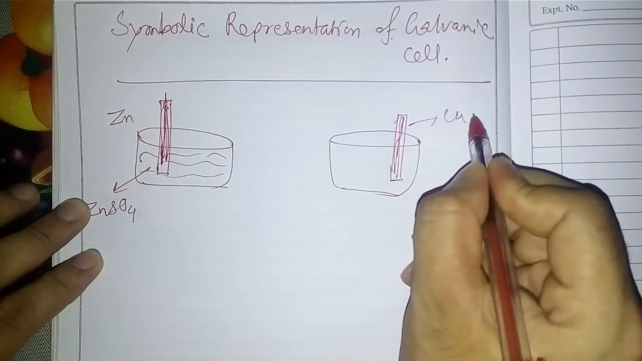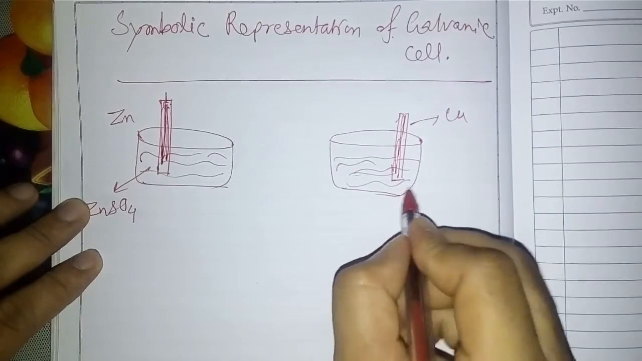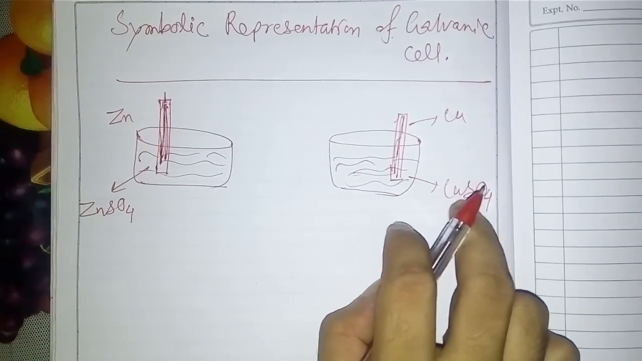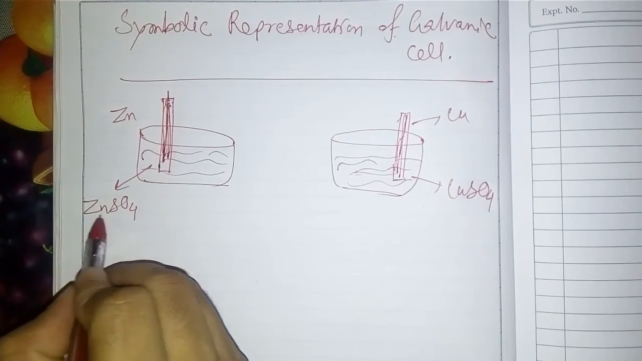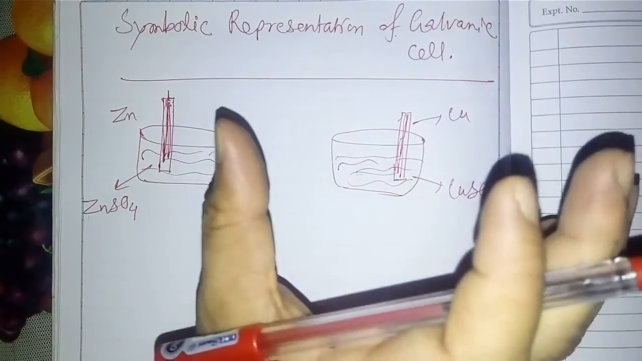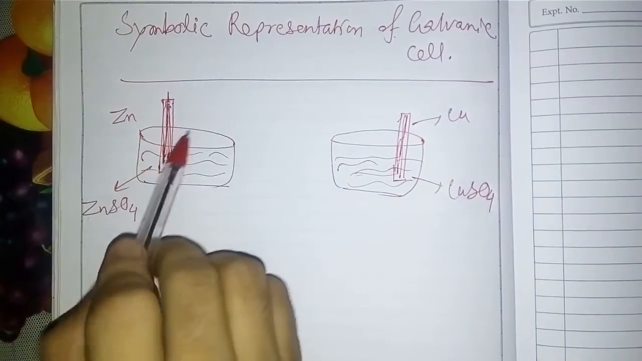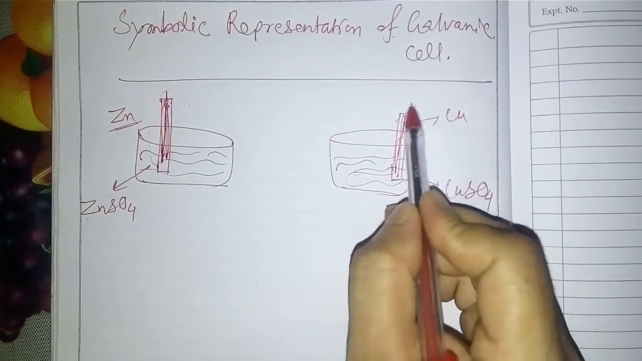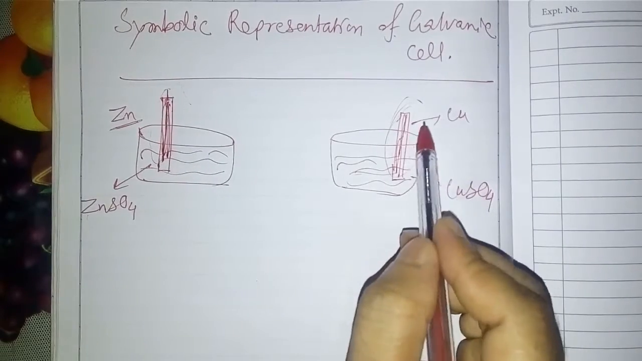This one is the copper rod or copper electrode. Here the copper solution is there; this solution is called the copper sulfate electrolyte. Here one electrolyte is copper sulfate, and the other electrolyte is ZnSO4, zinc sulfate. So a galvanic cell is formed by the combination of two electrodes. This one is the zinc electrode, called the anode, and this one is the copper electrode, called the cathode.